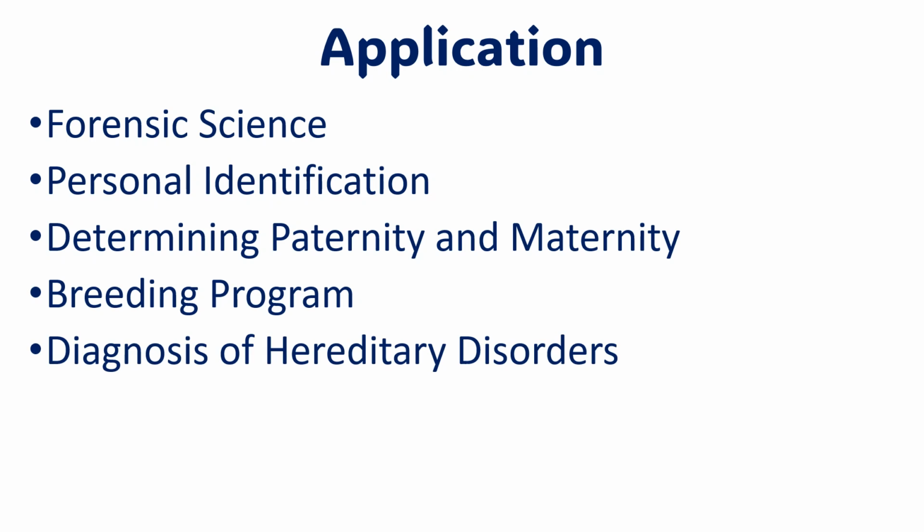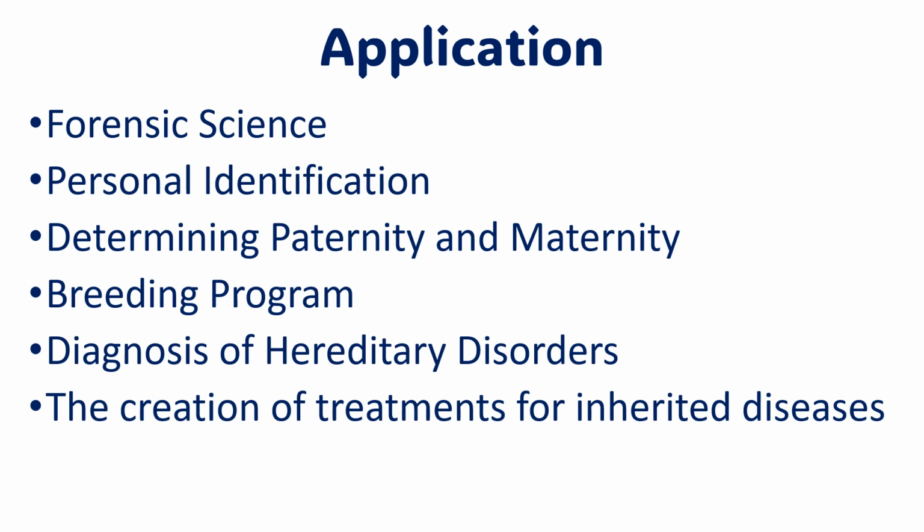Then we have diagnosis of hereditary disorders. It can be used to identify inherited disorders in both newborns and the prenatal child. Some of the diseases where we use this are cystic fibrosis, hemophilia, Huntington disease, Alzheimer's, sickle cell anemia, beta thalassemia. So for many diseases we use this DNA fingerprinting profile to identify them in prenatal cases as well as in newborn babies.